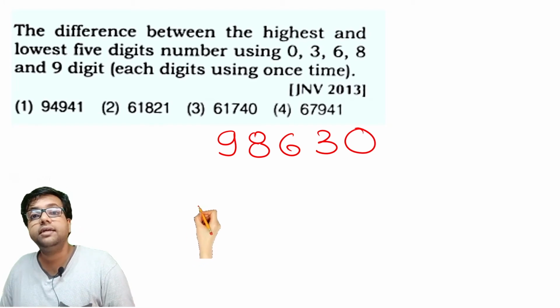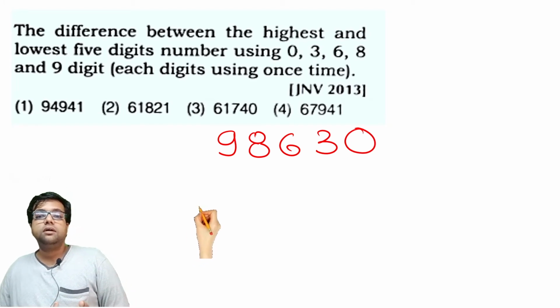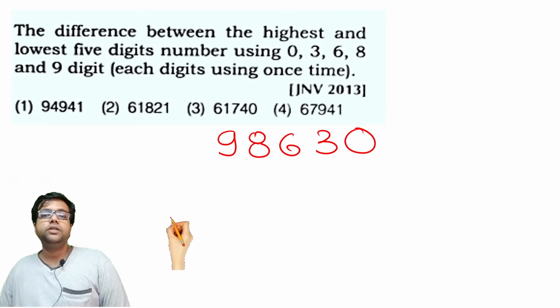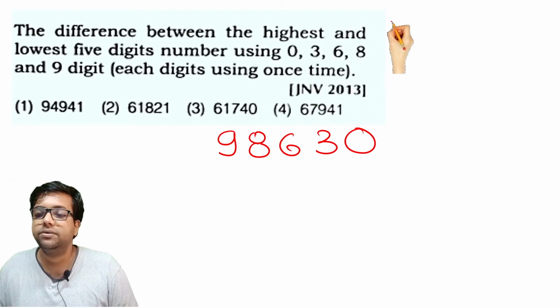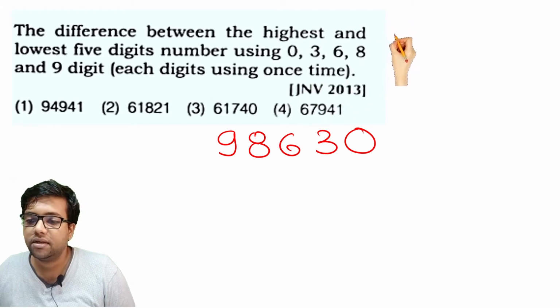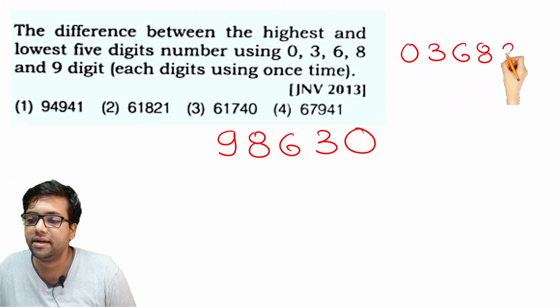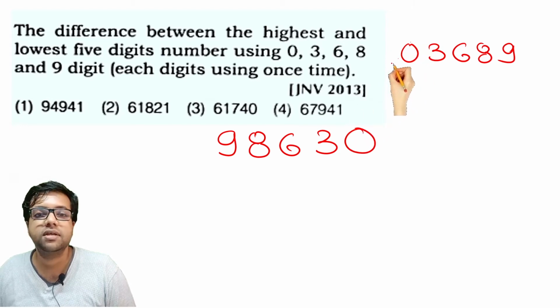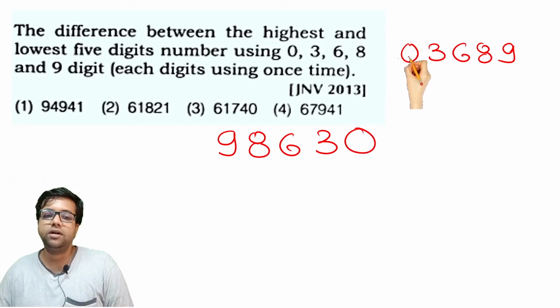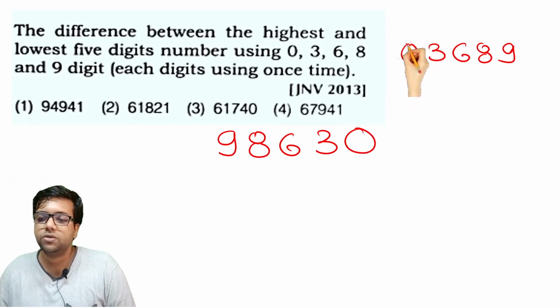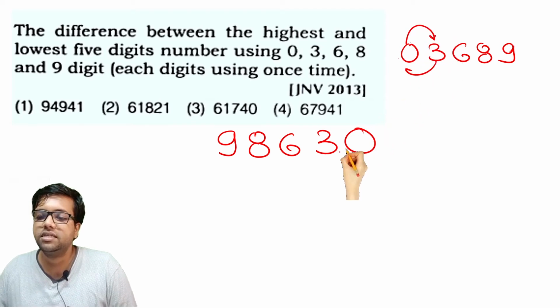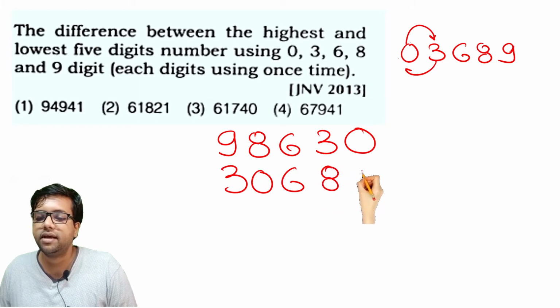And for writing the given digits as the lowest value, you need to write them in ascending order. So how do we write it? If you arrange these numbers in ascending order, you will get 0, 3, 6, 8 and 9. But 0 can't come in the first place. If it does, it can't be called a 5-digit number, right? So you will just exchange these two values. You will get 3, 0, 6, 8 and 9.